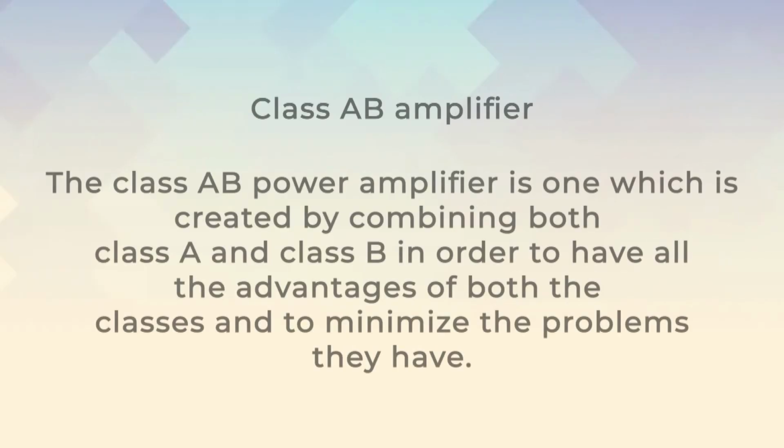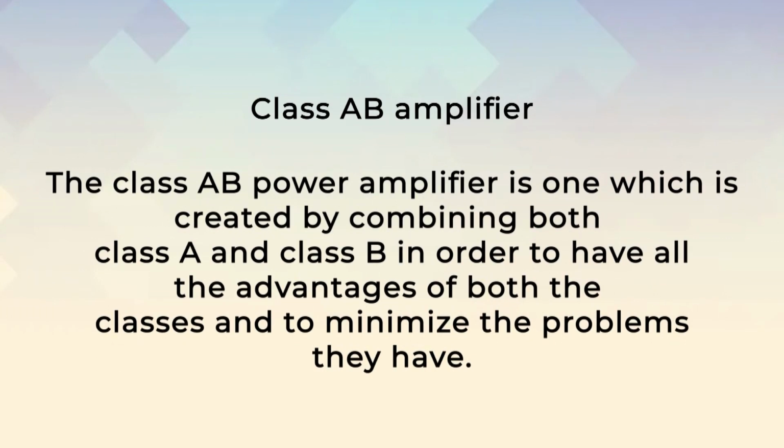The Q point is biased below 0 IB, that is located below the cutoff level. Its power efficiency is about 90%. Then class AB amplifier. The class AB power amplifier is one which is created by combining both class A and class B in order to have all the advantages of both the classes and to minimize the problems they have.